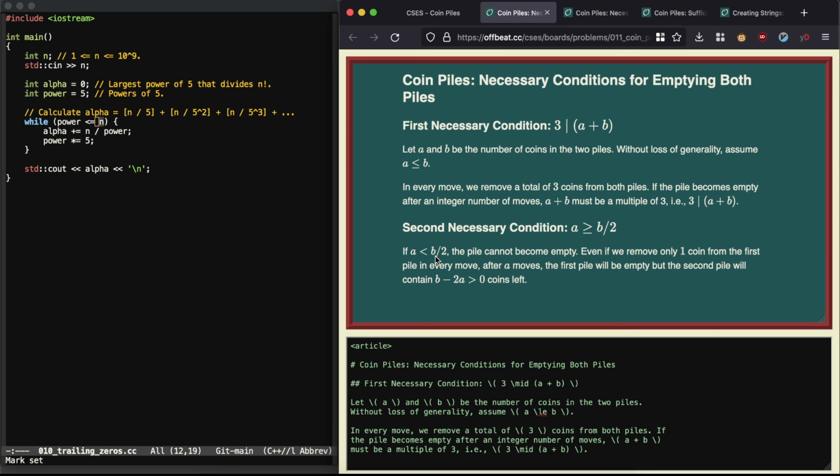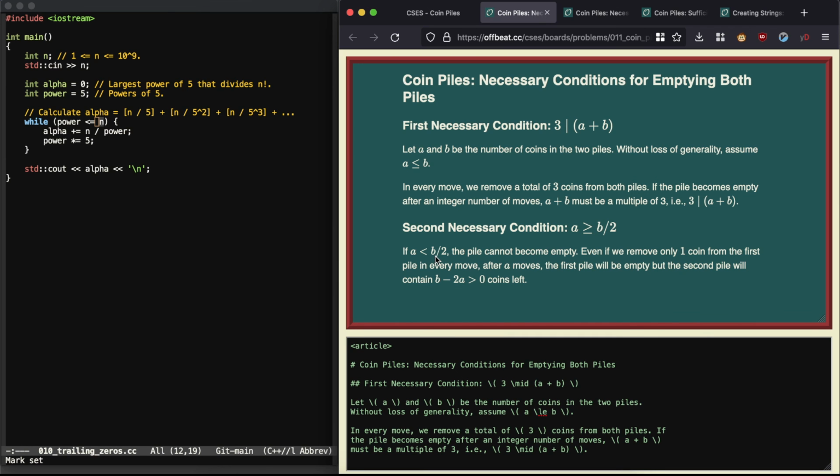But let us say a has 5 and b has, let us say, 13. Let's take that as an example. Okay, it's still a multiple of 3. The sum is a multiple of 3. But we cannot make both the piles empty.